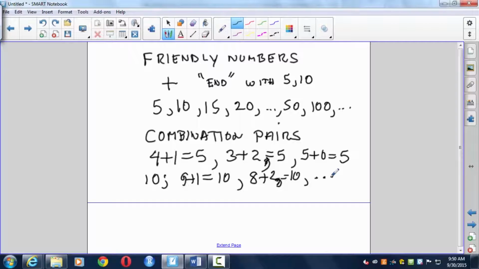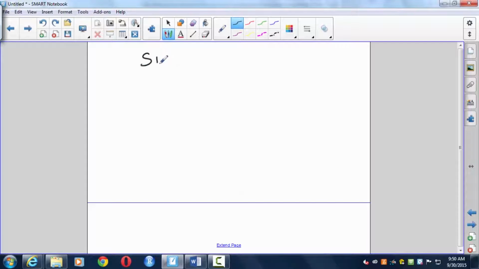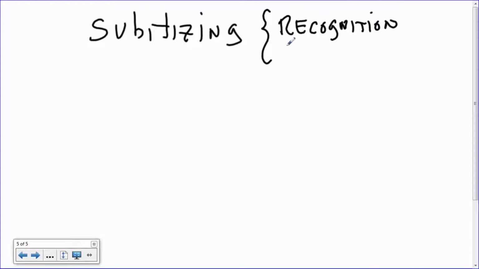So these are combination pairs. And combination pairs are pairs of numbers which, when added together, give rise to a friendly number. And it could be numbers like 8 and 7, because 8 plus 7 is 15, which is a friendly number. So 8 plus 7 is a combination pair. And we want them to learn their combination pairs. And while they're working with combination pairs, it's going to give rise to this idea of subitizing. And it's an educational term that simply means recognition counting. So subitizing is recognition counting.